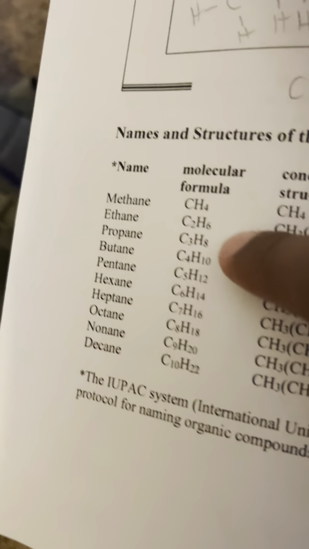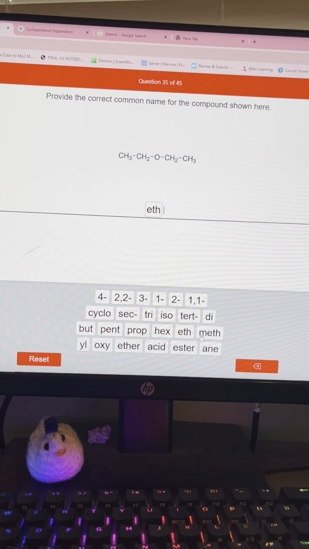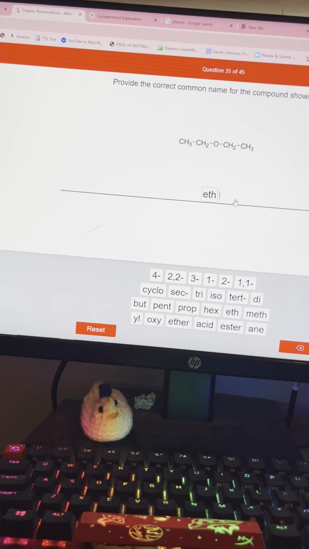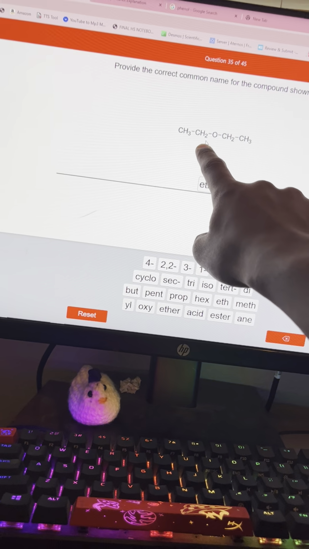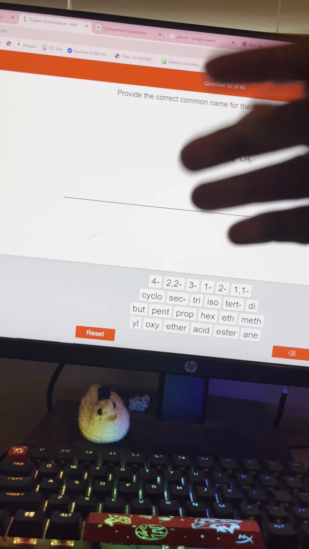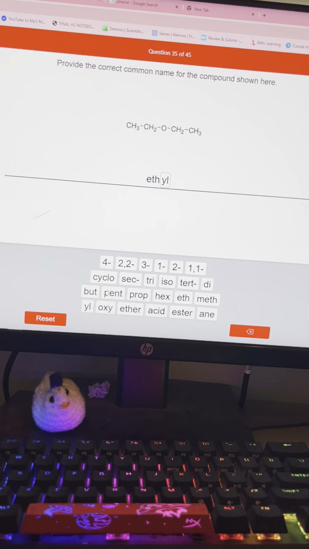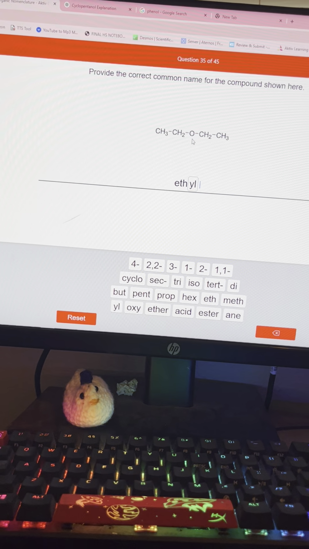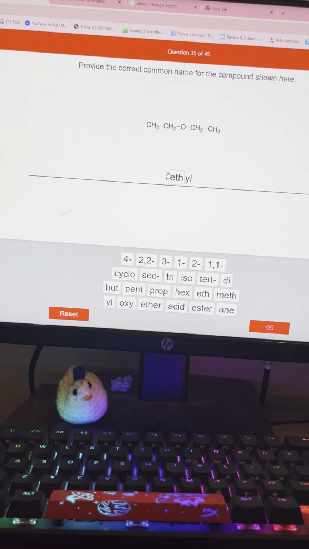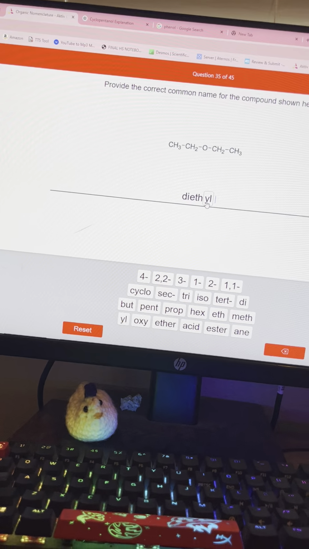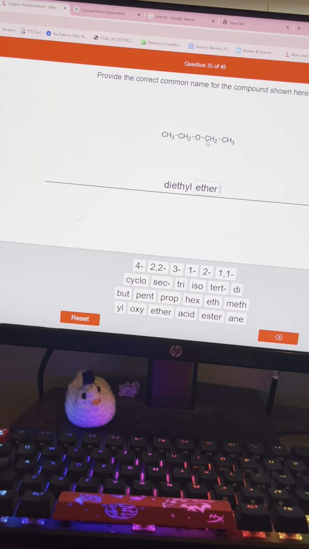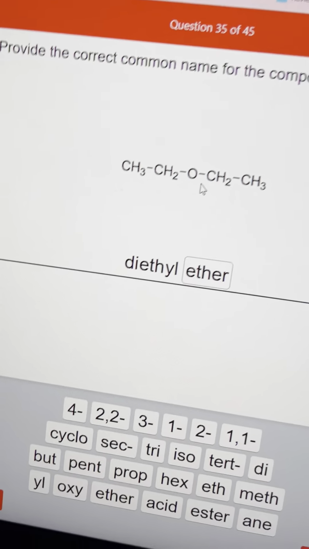Okay, so an ethane is 2 carbons. So "eth," but we're not using "-ane" here, because ethane would have 6 hydrogens. It's only 5 here. If we remove a hydrogen but the carbons stay the same, it turns into an "-yl," like that. So we have ethyl, and then this is also ethyl. So this is telling us that there's 2 ethyls, and then at the end, this is an ether.